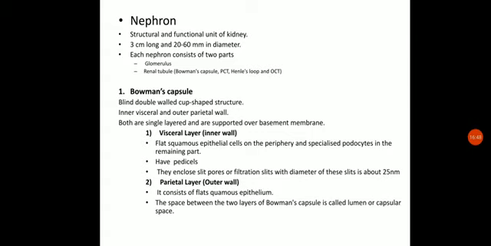Next is the parietal layer, that is the outer wall. It consists of squamous epithelium. And the space between these two layers of Bowman's capsule is called the lumen or capsular space.